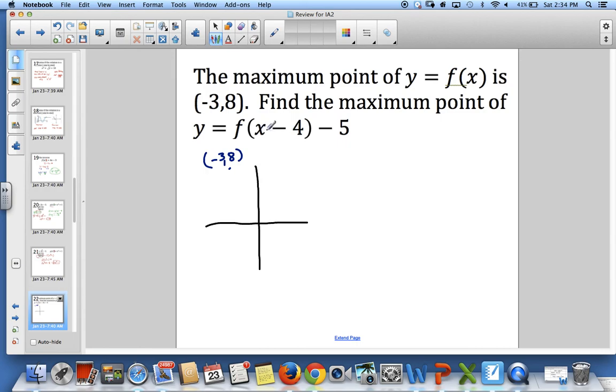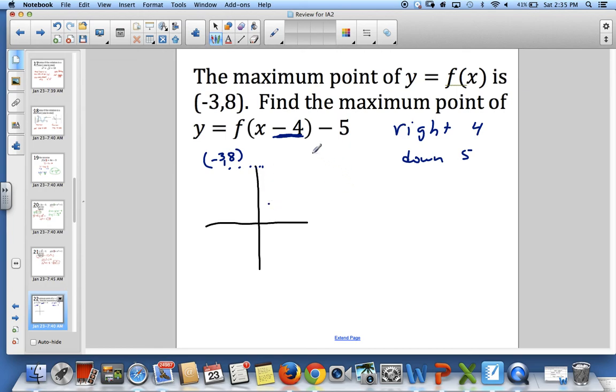Now, here's the deal. When the number inside with the x tells me I'm going to shift it left or right, I go the opposite direction. So that means I'm going to go to the right 4, because negative is left. I go the opposite direction for the x. But I go the same direction in the vertical direction for the y. So I go right 4 and then down 5. So to the right 4, 1, 2, 3, 4, and then down 5, 1, 2, 3, 4, 5.